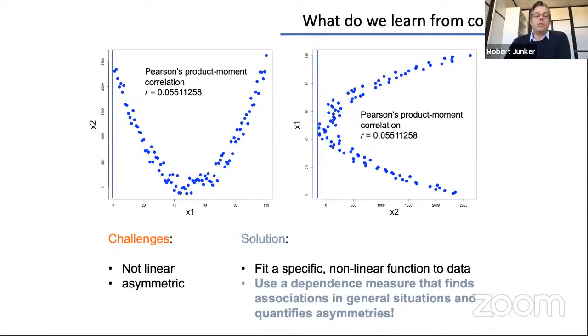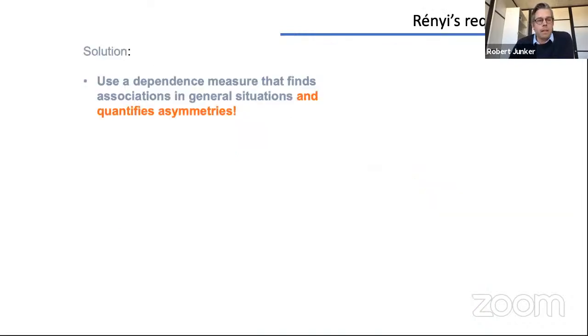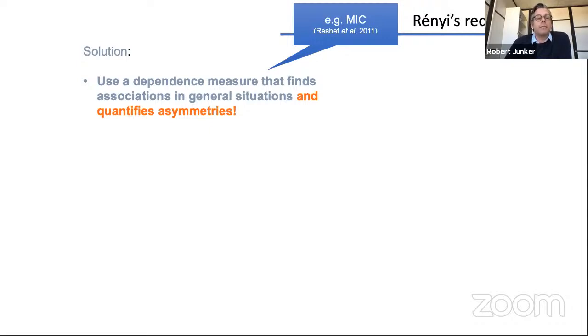The second solution could be we should use a dependence measure that finds associations in general situations and quantifies these asymmetries. So let's dig into this solution and see what we can do here. So that is our solution. And for the first part, to find dependence measures in general situations, that can be done, for example, by MIC, the maximum information criterion that was introduced by Reshef 10 years ago.